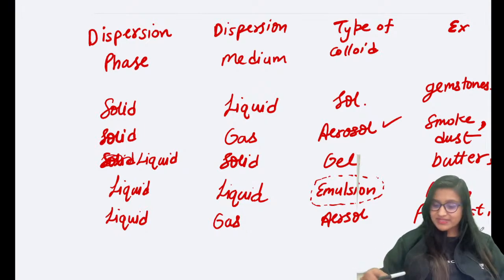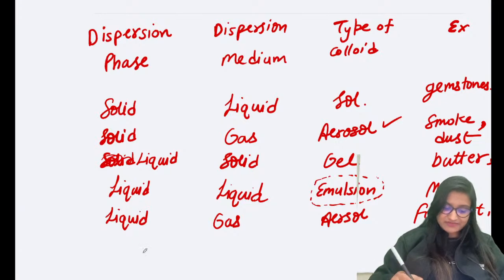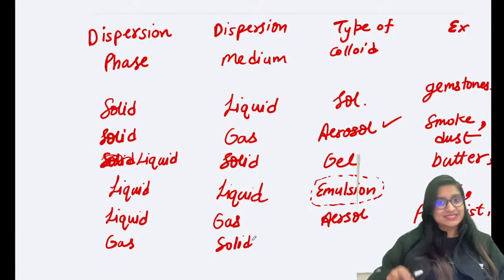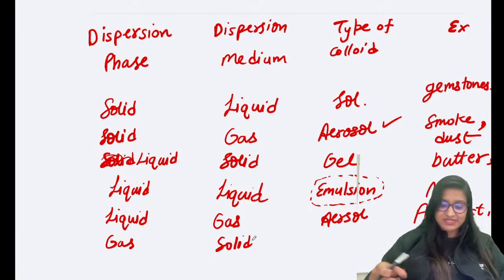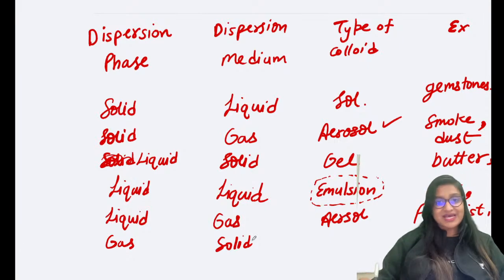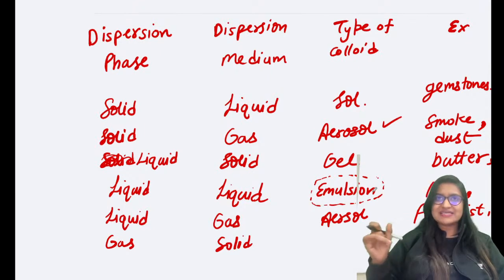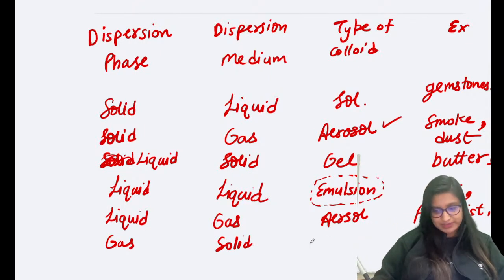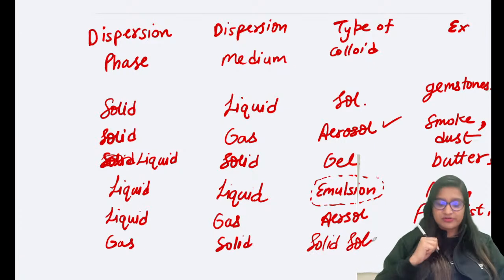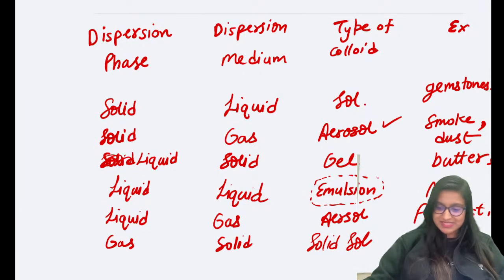Next, liquid and gas, aerosol. Next, what can we take? We can take gas in solid. When your dispersed phase is gas and your dispersion medium is solid, the type of colloid which is formed is called solid sol. It is called solid sol. All right. And what can be the examples? Foam rubber. Foam rubber can be the example.